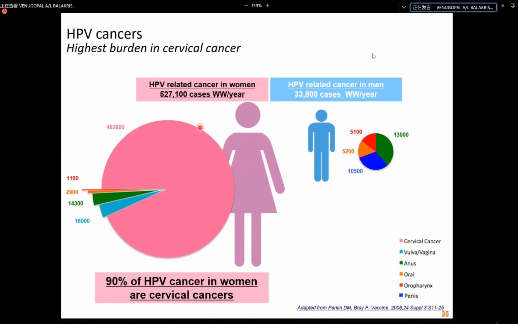Okay, but if you look here, it's very major, which is all this pink caused by HPV. If you look at men, it's quite low. HPV related cases in men is about 33,800 compared to 527,000. Okay.